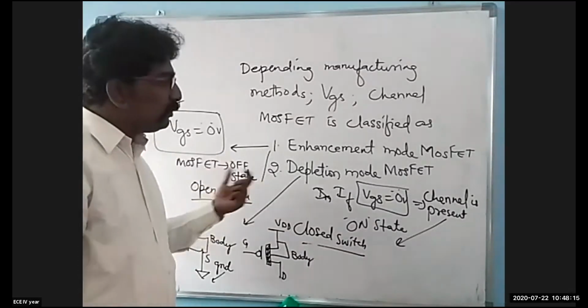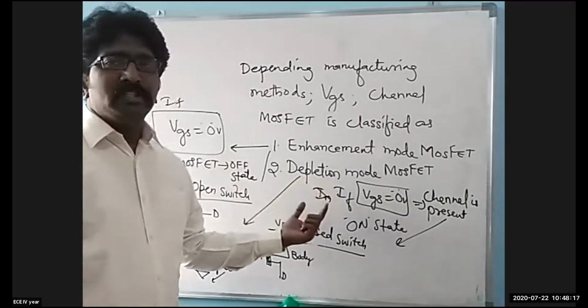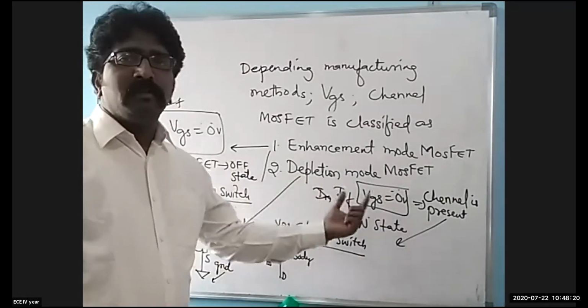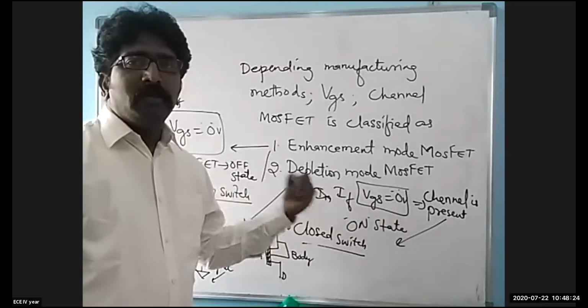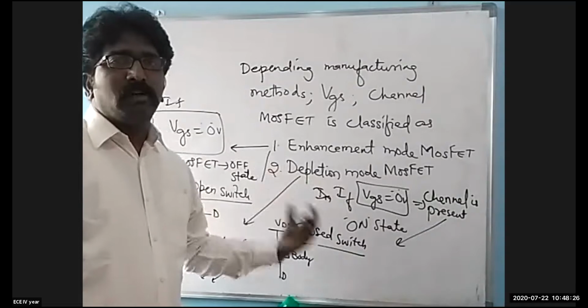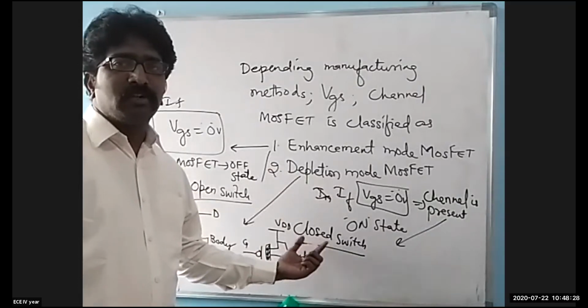The second kind of MOSFET is called the depletion mode MOSFET. If VGS is equal to 0 volts, even though VGS is 0 volts, the channel will be present, and that channel will keep the MOSFET in the on state. That is the working state. That's why it's called a closed switch.